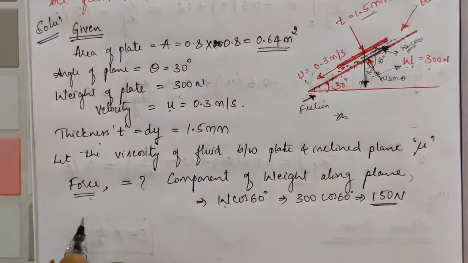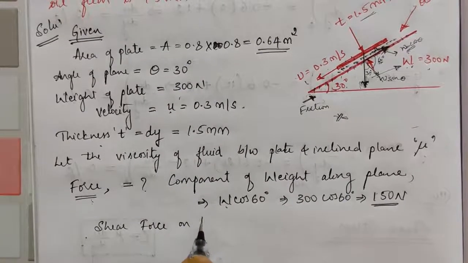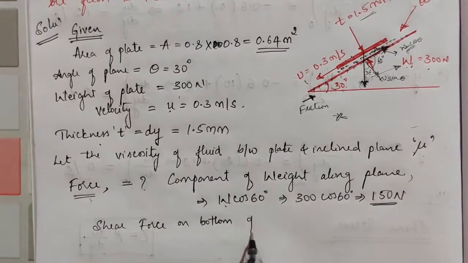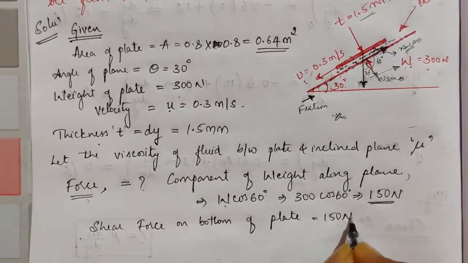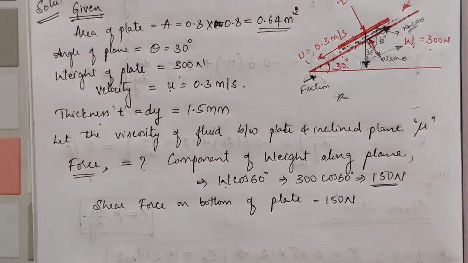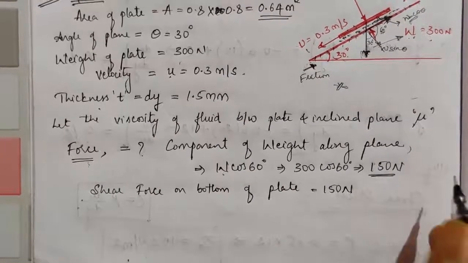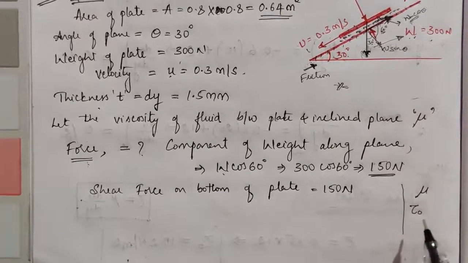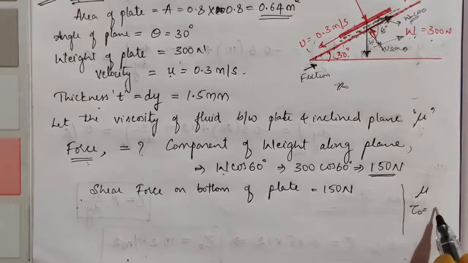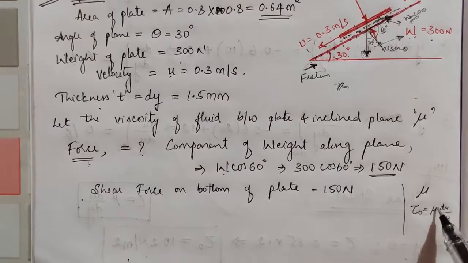So I'll write a comment that shear force on the bottom of the plate is 150 Newton. Okay. Now what do we need to find? We need to find mu. And what formulas do we know? I know one formula with regard to this chapter, that is shear stress is equal to mu into du by dy. I don't know this, I know this.